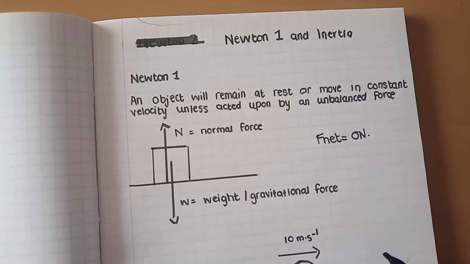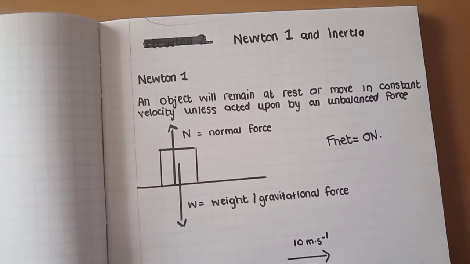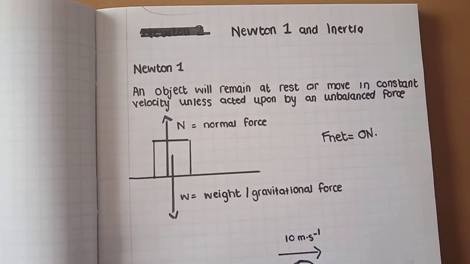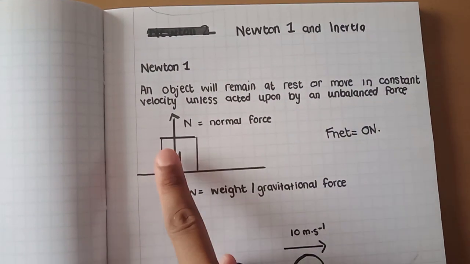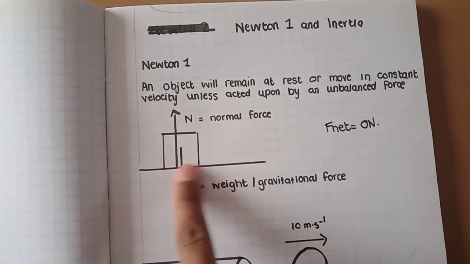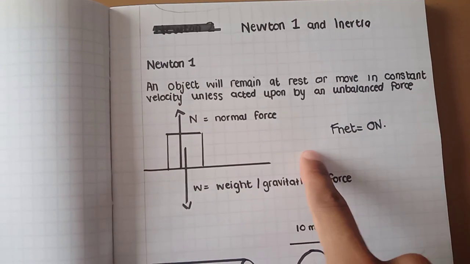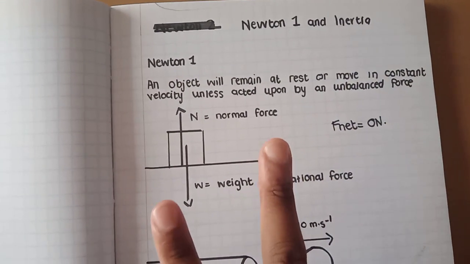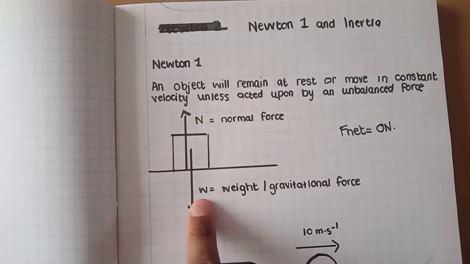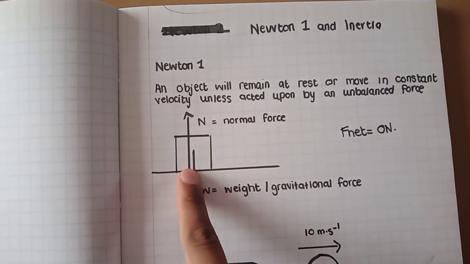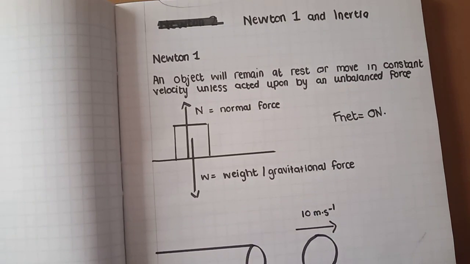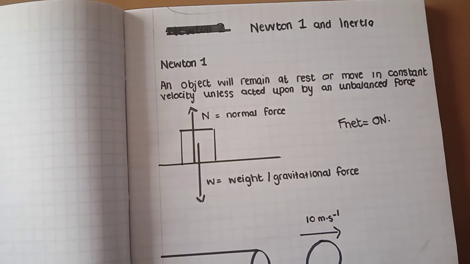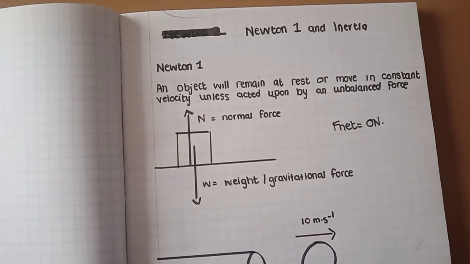Now, whenever we say an object is at rest, we look at the two forces that are present there. That is going to be the normal force and the weight or the gravitational force. So what we have is an object sitting on a smooth surface. Now there are two forces present and they're acting antagonistically towards each other. We've got the normal force, which is acting up, that is coming from the table, pushing the object up, and there's the gravitational force, which is essentially holding the object to the ground.